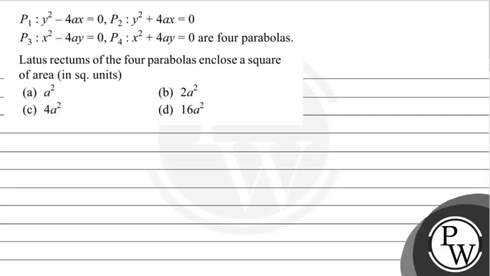And the question says that p1: y square minus 4ax is equal to 0, p2: y square plus 4ax is equal to 0, p3: x square minus 4ay is equal to 0, and p4: x square plus 4ay is equal to 0 are four parabolas. Latus rectum of four parabolas enclosed a square of area a square, 4a square, 2a square, and 16a square.